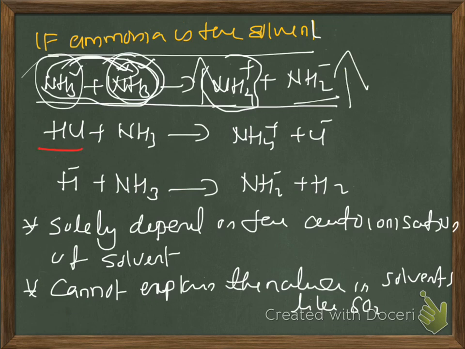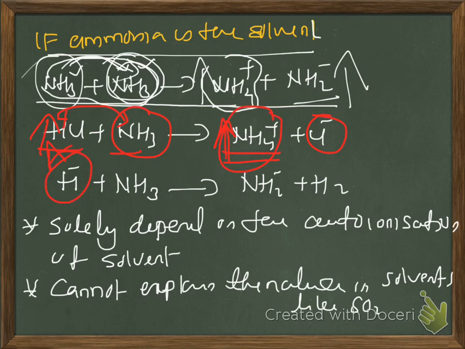If HCl is added to ammonia, this H plus is added to ammonia and becomes NH4 plus and Cl minus. So in ammonia, HCl increases the concentration of NH4 plus, the cation, not NH2 minus. So it is an acid. H minus, if added to NH3, we will get NH2 minus and H2. NH2 minus increases the concentration of the anion of ammonia. So in ammonia, H minus is a base.